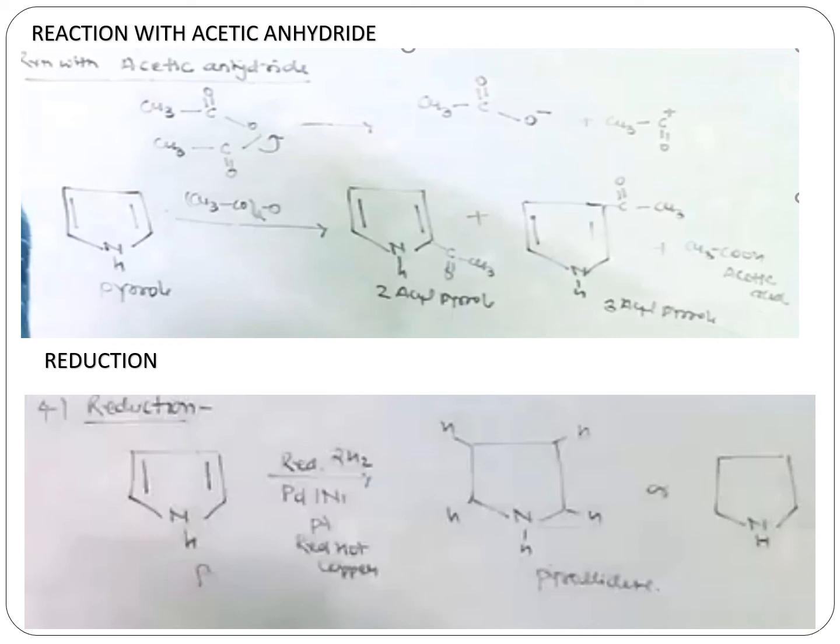So in this reaction pyrrole reacts in the presence of acetic anhydride. So acetic anhydride breaks into CH3 C double bond O minus and CH3 C plus double bond O. So the electrophile group is attached on the C2 and C3 positions, and acetic acid is released, and the compounds are 2-acylpyrrole and 3-acylpyrrole. In the reduction reaction, pyrrole is reduced in the presence of 2H2 and palladium, nickel, or red hot copper. So we get pyrrolidine.